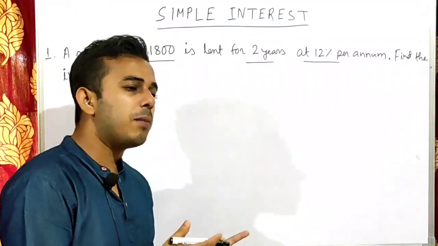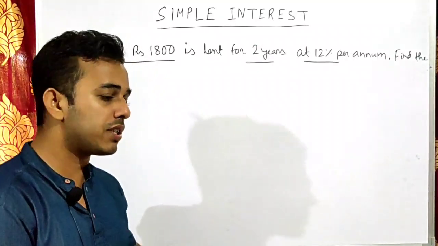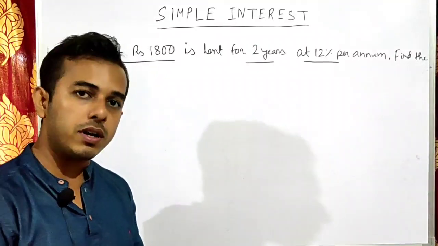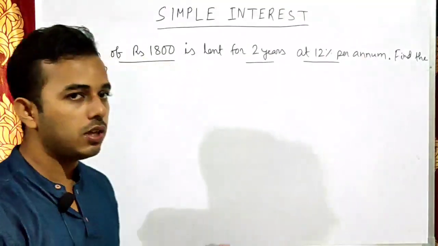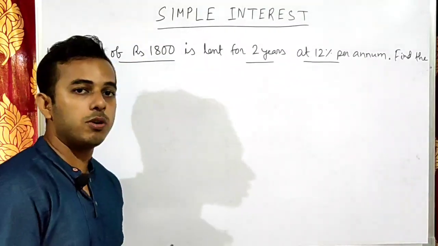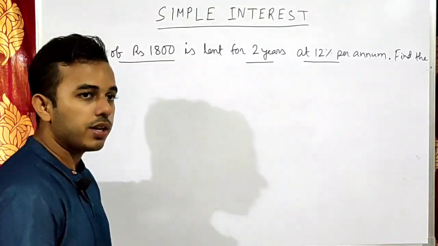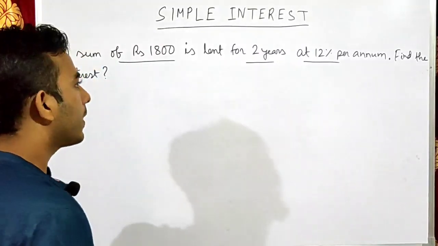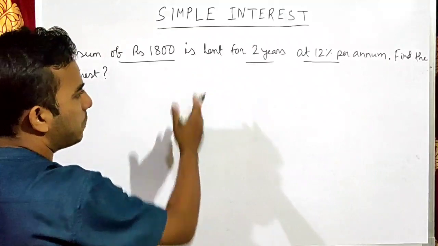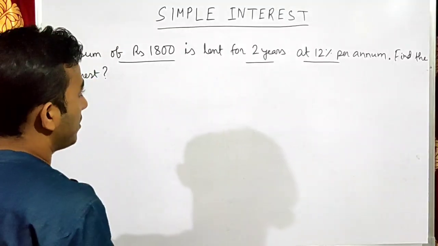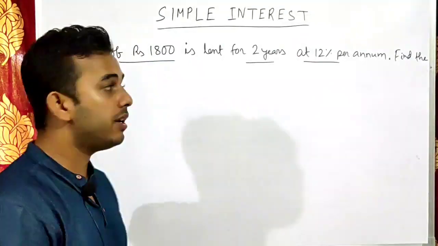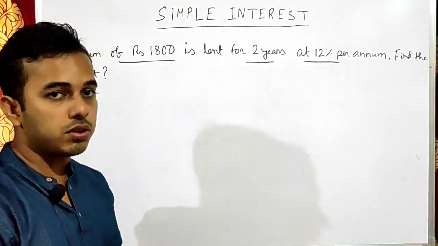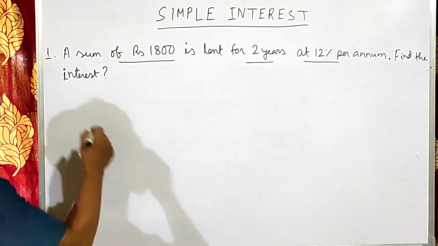If it is given in months, that is, the time period is in months, you have to convert it into years, otherwise you will be in trouble. Your result will not match, that is, you will not get a correct result. There is nothing special in the questions: the amount is given, the time period is given, the rate of interest is given, and we have to find the interest. So let's find out.